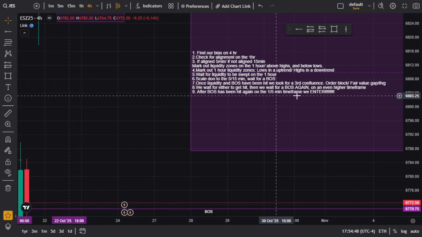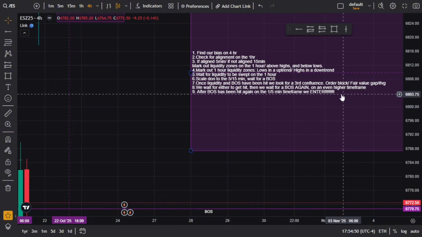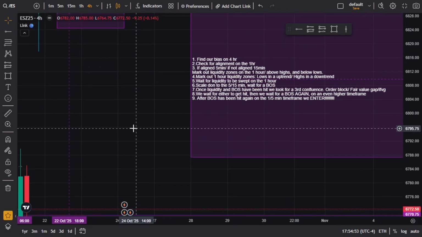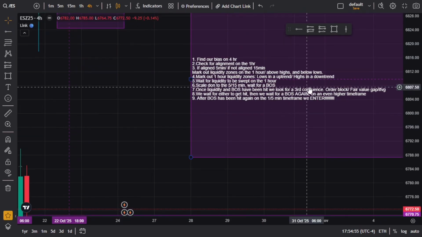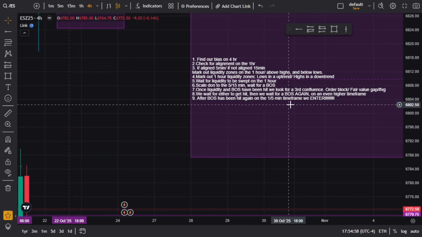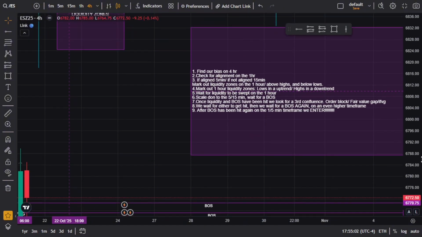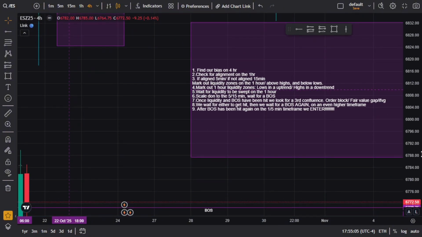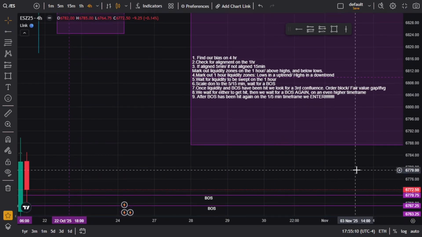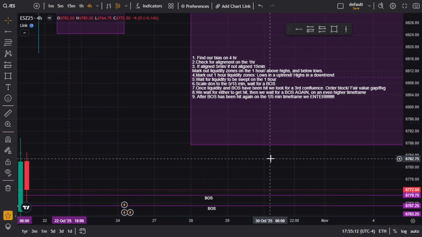We're going to wait for those to get hit, and we're going to scale down to an even lower time frame, meaning if the 4 hour and the 1 hour do align, we're going to use the 5 minute for our breaker structure and our confluences. And then when we're about to enter, meaning we're about to buy or sell, we're going to scale down to our 1 minute. You're going to sell if you're in a downtrend, you're going to buy if you're in an uptrend. That's basically the logistics of that.